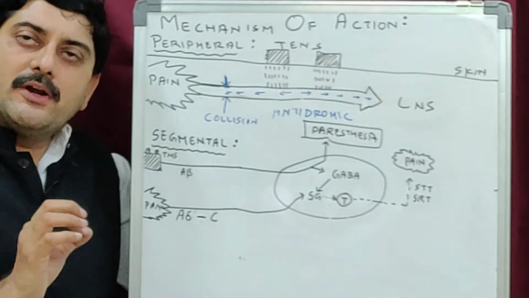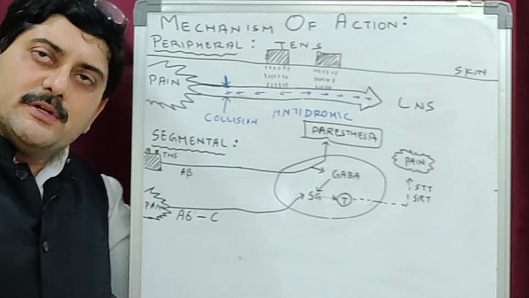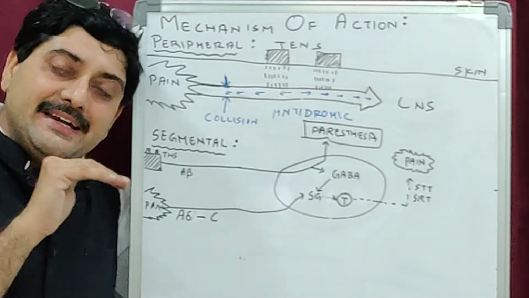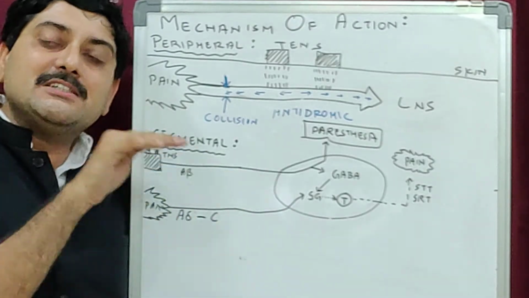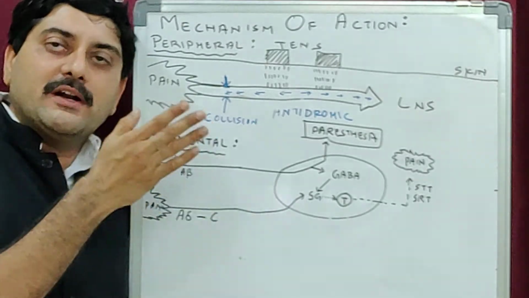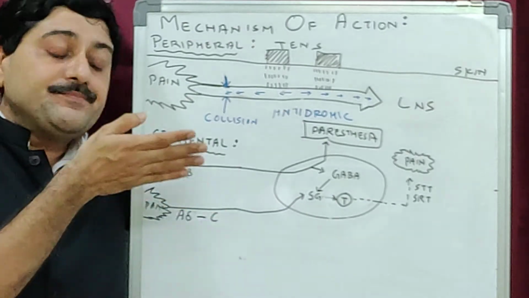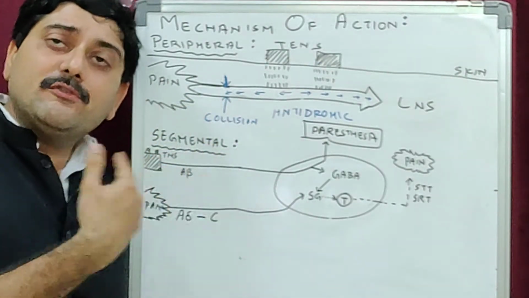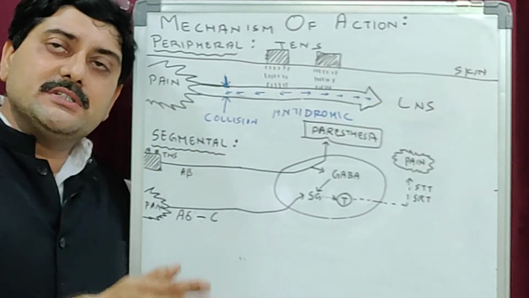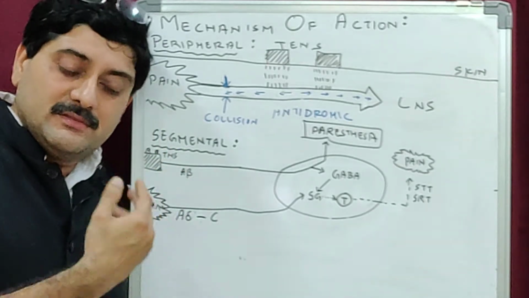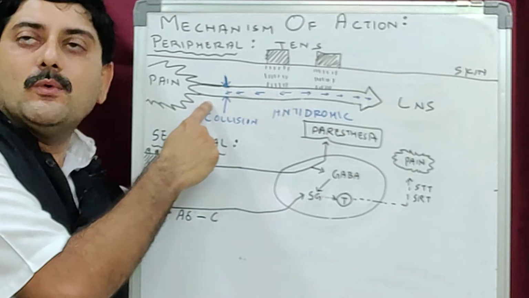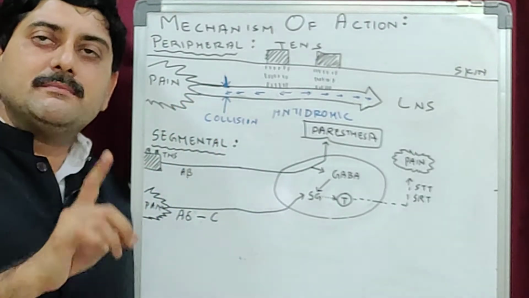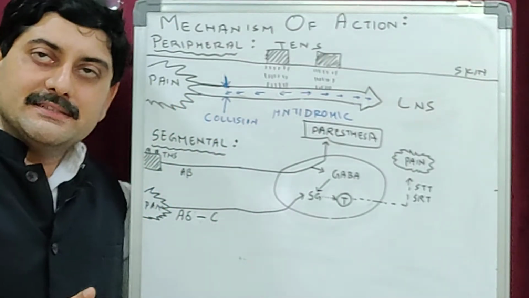Again, from the point of stimulation, antidromically means it goes in the reverse direction, towards the damaged part, and it collides with the sensations coming from the damaged part, thereby reducing the frequency of pain sensations right over here. This is the first mechanism, known as the peripheral mechanism.